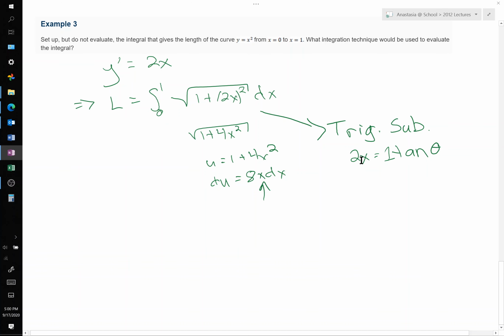Our substitution would be 2x equals 1 times tangent of theta, and then you could go from there. But as far as this problem goes, all it asks for is the integration technique. So you could just leave it with trig sub, and that is the only one that would work in this case. I recommend that you try to work through this for practice with trig substitution. Try to work through this with 2x being tangent of theta and see if you can get a final answer.